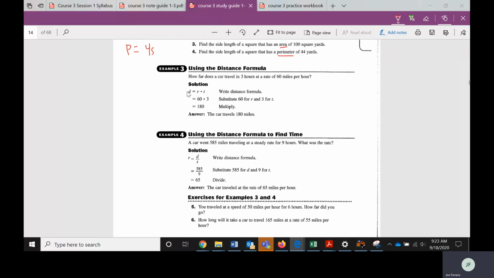Here they give you the distance equals rate times time formula. So if they give you a rate and a time and you need to find the distance, you would use this. If they give you a distance and a time and you need to find the rate, you would use this. If you needed to find time, so I don't think there's one on here. Oh, yep, number 6. So if you're doing this, you would use this for number 6. Time equals distance divided by rate.